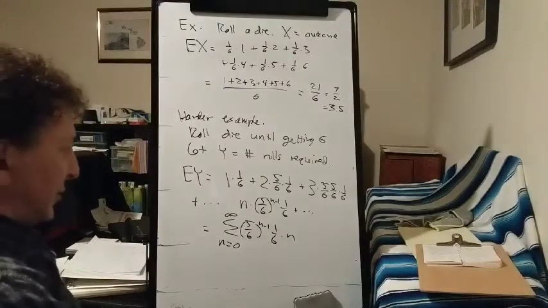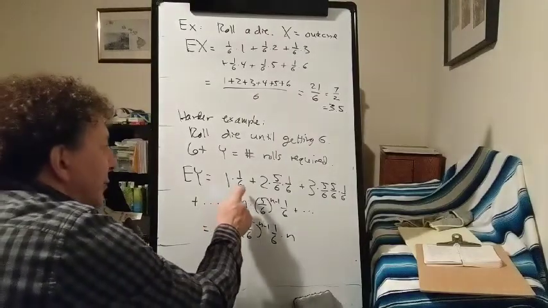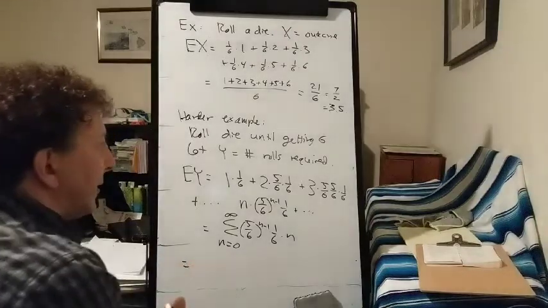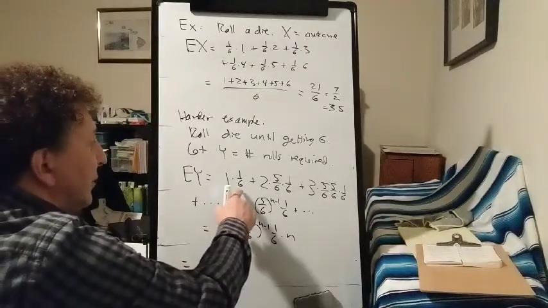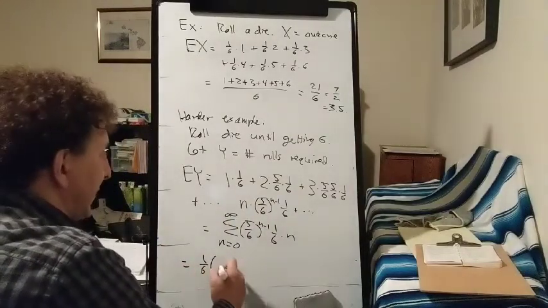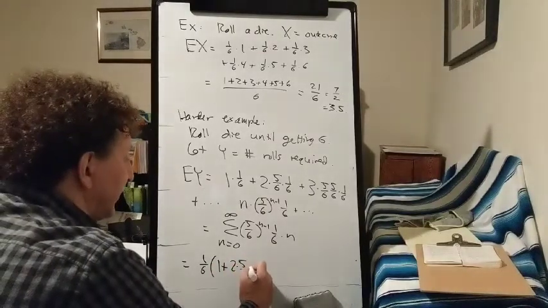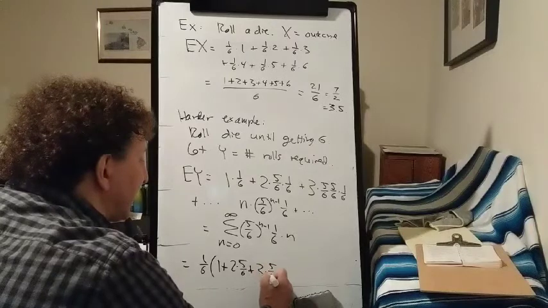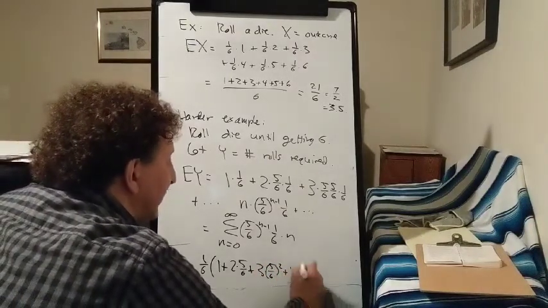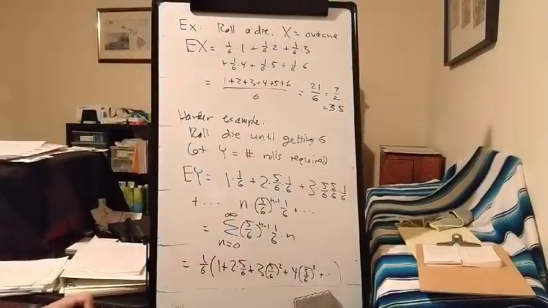Alright, now what does this turn out to be? Actually, I think for me, it might be easier to analyze it with the numbers written out here. We've got 1/6 everywhere, so I think I'll factor that out. 1/6, and then we have 1 plus 2 times 5/6, plus 3 times (5/6) squared, plus 4 times (5/6) cubed, etc. And then what is that?